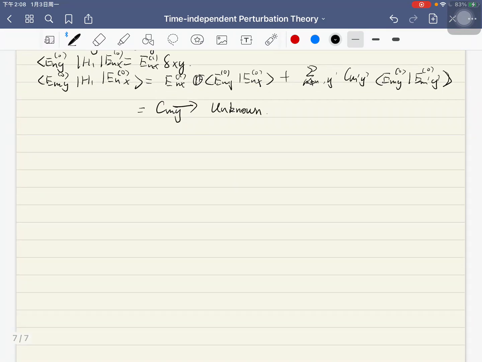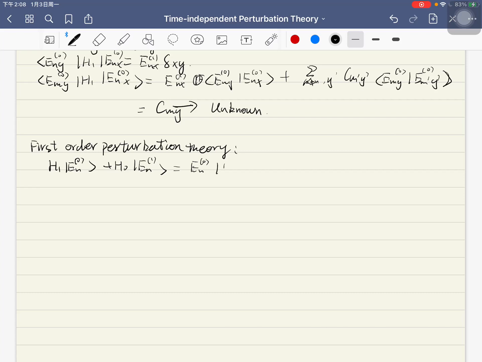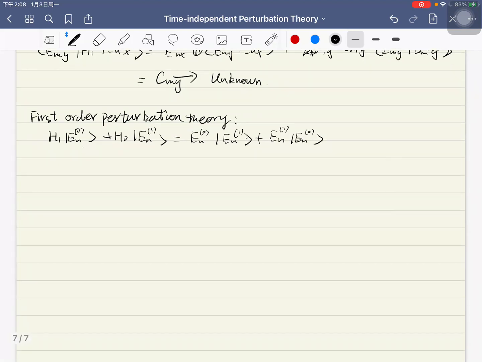And we consider the first order perturbation theory. We recall the first order perturbation. The formula of the first order is equal to En1 plus En0, and here we replace En0 with Enx0, H1 Enx0.